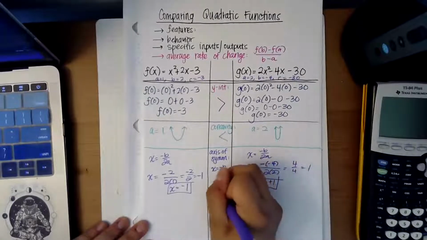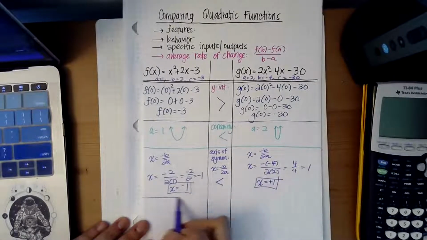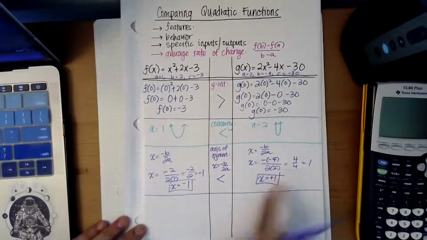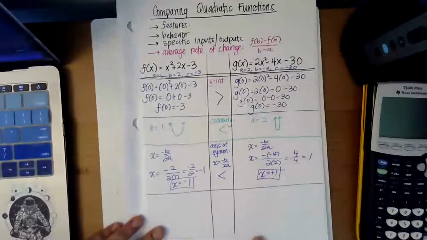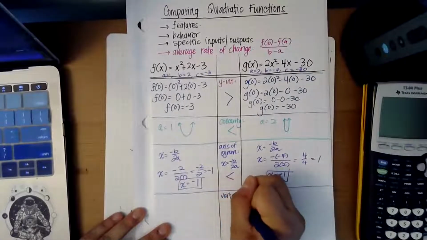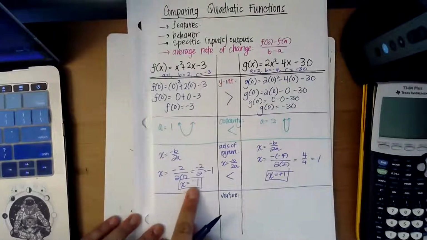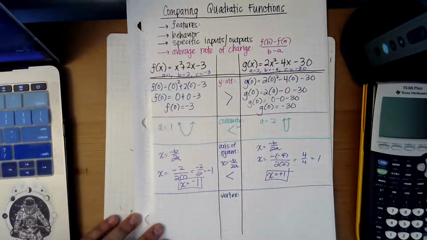So for this one, the axis of symmetry is greater, because remember the axis of symmetry is looking at the input value, which is going to create a vertical line. So that one's going to be greater. However, let's look at the vertex now. Remember, I'm going to figure it out using this axis of symmetry input value, plugging it into the function to find the actual output that corresponds to the vertex.